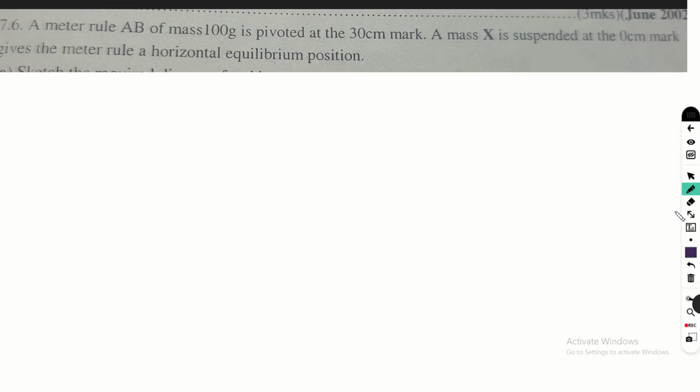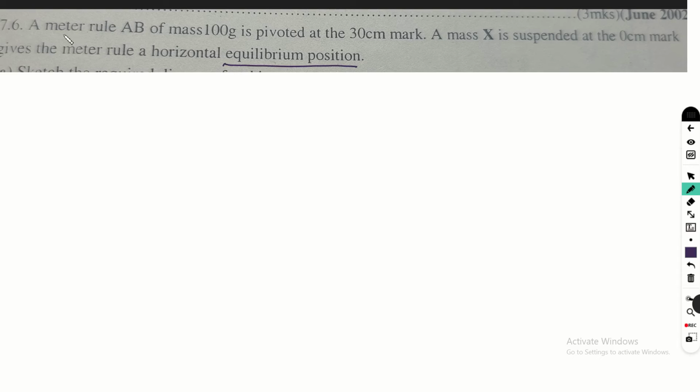Okay, look at it. A metal rule AB of mass 100 gram is pivoted at the 30 centimeter mark. A mass X is suspended at the 0 centimeter mark, which gives the metal rule a horizontal equilibrium position. Take note of the word equilibrium position, which means that it's in equilibrium.